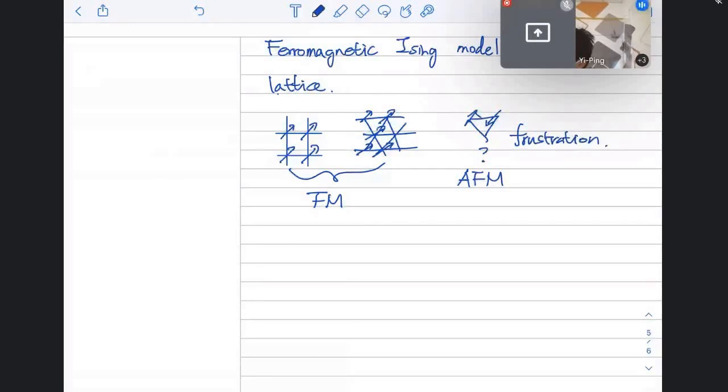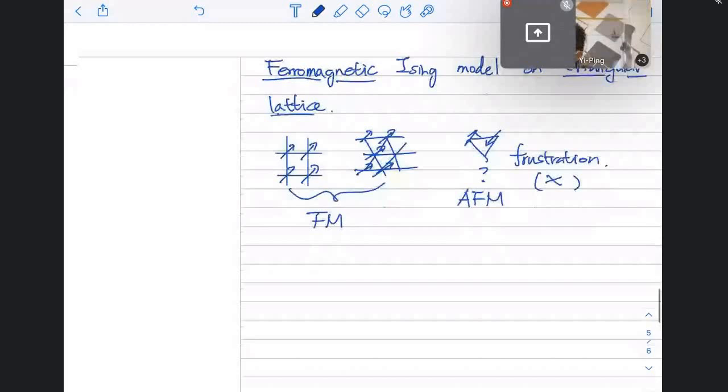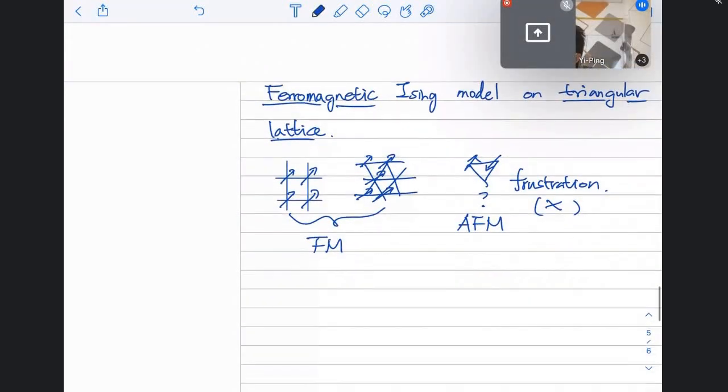We are trying to discuss a simple case instead of discussing this in a more exotic or interesting scenario where frustration happens. Let's try to focus on the ferromagnetic one. And the reason is that we want to define a particular coarse-graining scheme, which you will see. Okay, so a ferromagnetic Ising model on a triangular lattice.